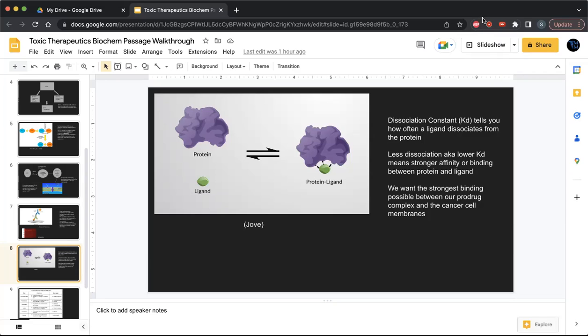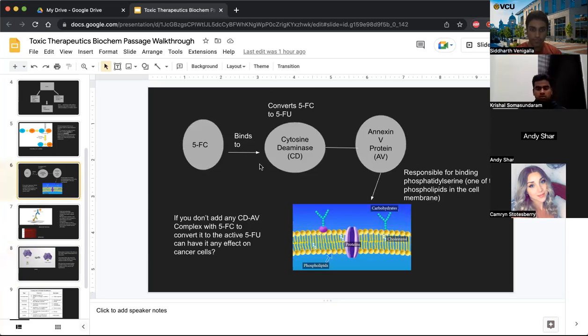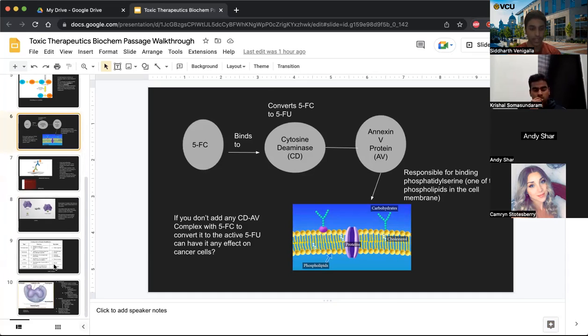So if you have strong binding between a protein and a ligand, are you going to have a low KD or a high KD? Low KD. Yeah, exactly. And so for our 5-FC-CD-AB complex, we want the lowest KD possible between that and the cancer cells because we want them to bind strongly to the cancer cells so they can have an effect.